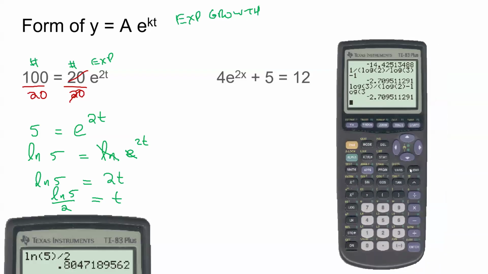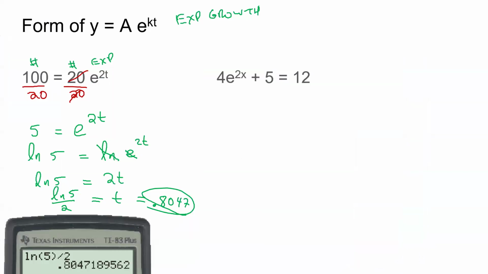And that's pretty quick work on the calculator. All I'd have to do would be ln 5, close that up, divided by 2, and I've got a solution there. If this is time and we're thinking about radioactive decay, 0.8047 seconds or years or whatever unit we're talking about here. When you see that e, if you take the natural log of both sides, then that natural log and the base of e will cancel and save me some work.